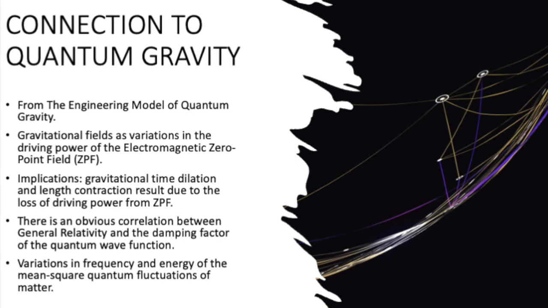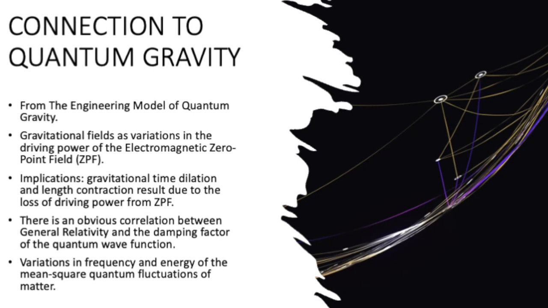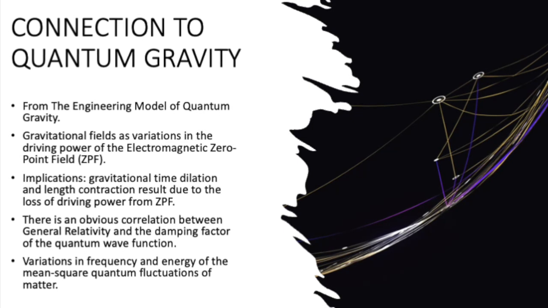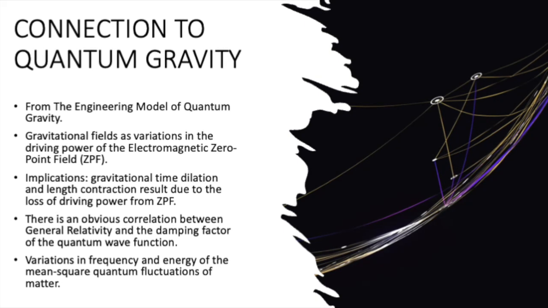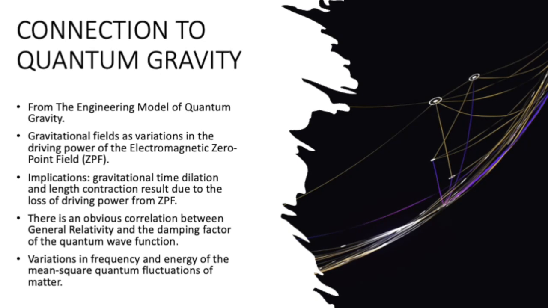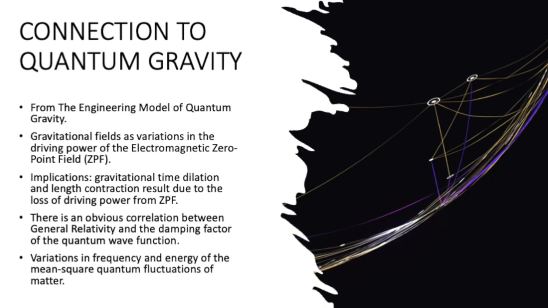This factor affects our measuring devices, leading to variations in frequency and energy that give rise to what we perceive as space-time curvature in classical theory. As the damping factor varies, particles experience a slowing of frequency, making clocks run slower, and a contraction of mean square position fluctuation that determines length.